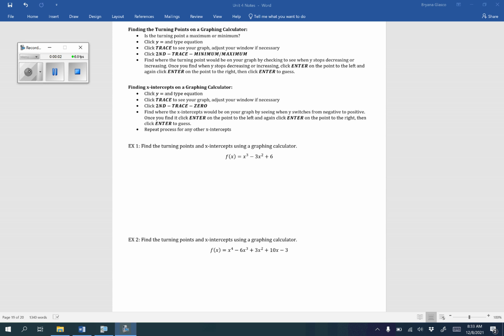Guys, so here's part 2 of our lesson 12 notes. We're now going to use the graphing calculator to find turning points as well as x-intercepts. So for example 1, we're going to be using this function to find the turning points and x-intercepts.